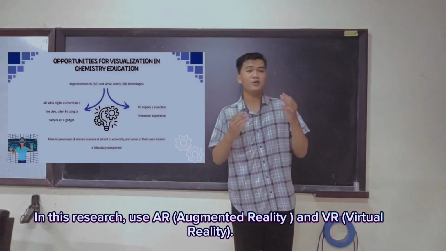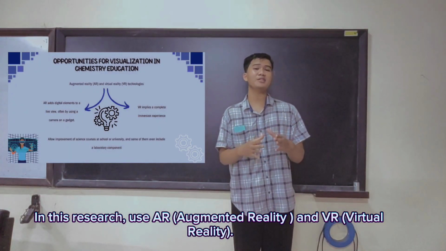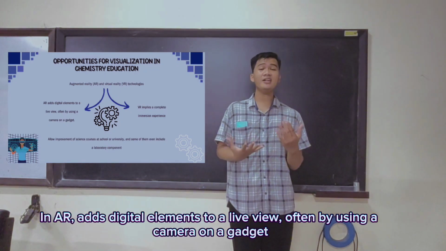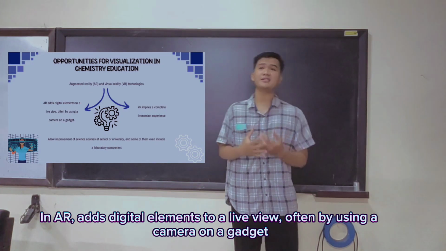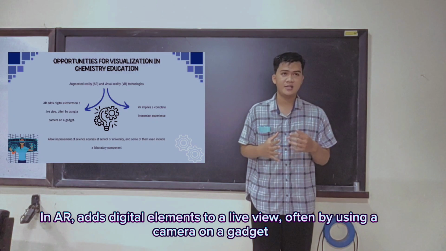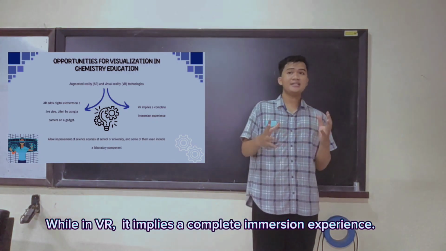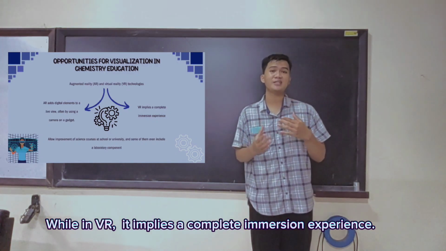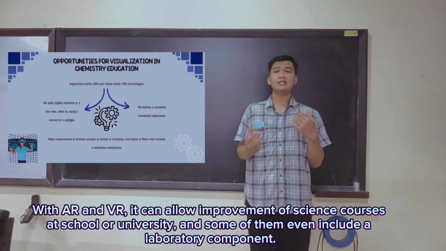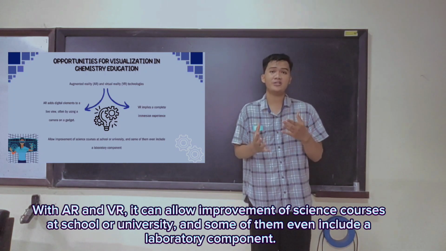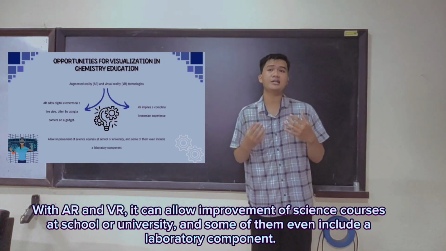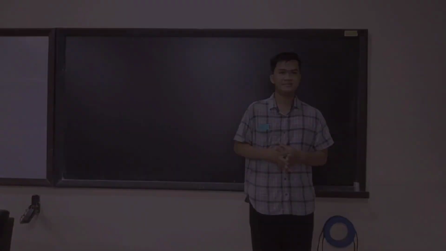Okay, in this research, we use AR or augmented reality and VR or virtual reality. Now, AR adds digital elements to a live view, often by using a camera on a gadget, while VR implies a complete immersion experience. So, with AR and VR, it can allow improvement of science courses at school or university, and some of them even include a laboratory component.